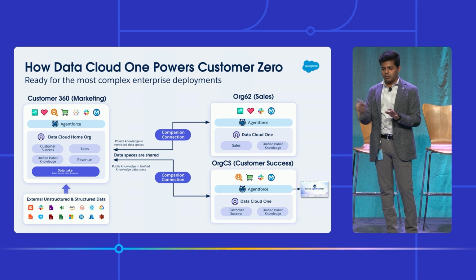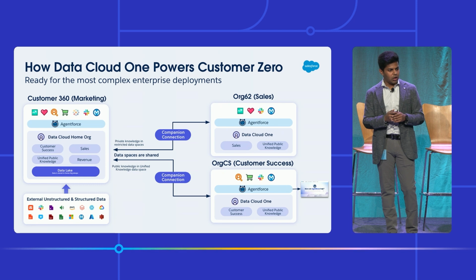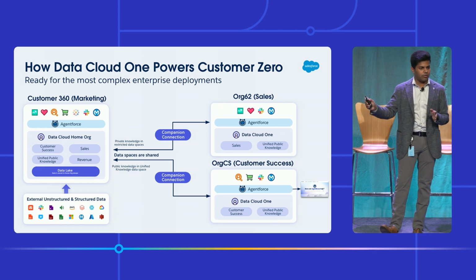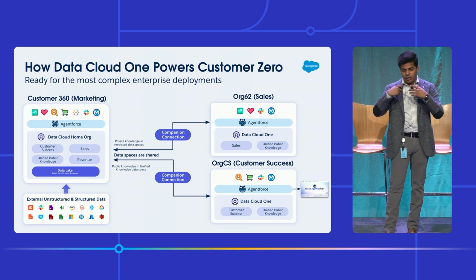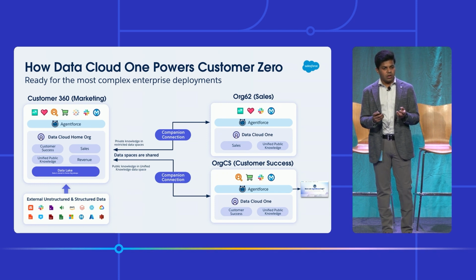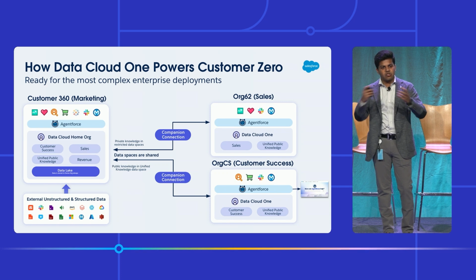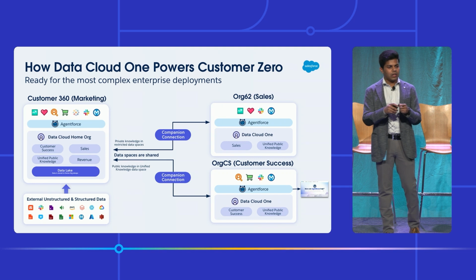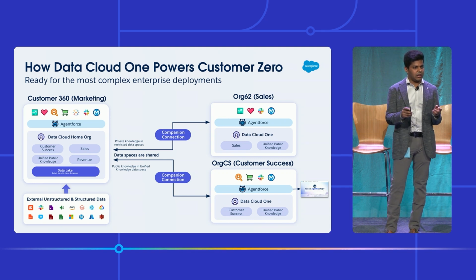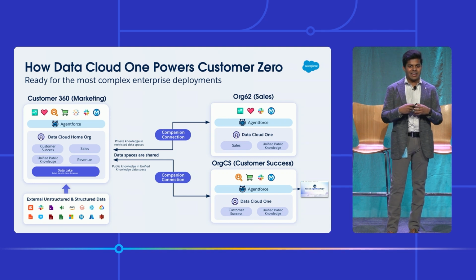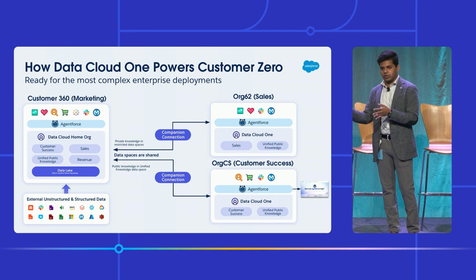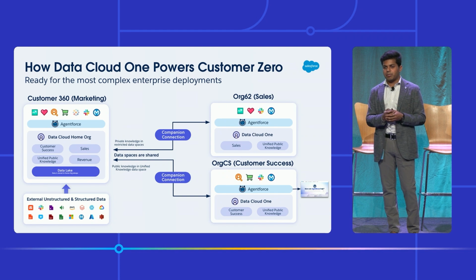For sales, we have shared only two data spaces with them, sales and unified public knowledge. For the customer success org, we have shared customer success as well as unified public knowledge. With this architecture, the customer success team, without re-ingesting all that structured and unstructured data, can simply access that knowledge hub from their own org and create an agent from their own org. So that's where that help website is getting powered from.